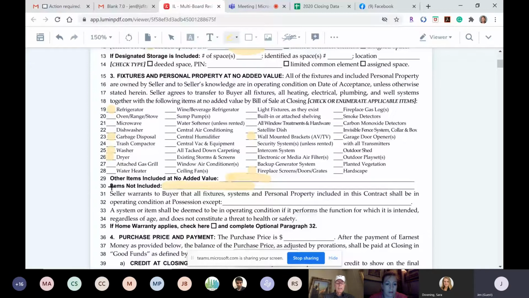Okay. I've also seen this used by buyers. If there are built-in bookshelves that they want removed, I've had them say items not included: built-in bookshelves in the living room. They wanted those removed, so they put those there. Okay.